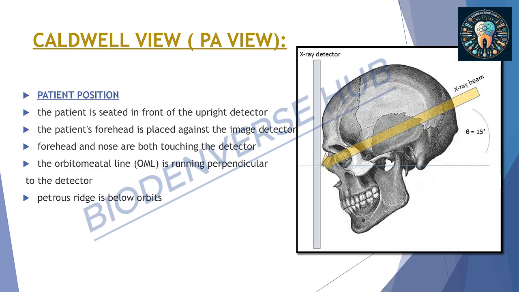In the cartwheel view, for patient positioning, the patient is seated in front of the upright detector. The patient's forehead is placed against the image detector. Forehead and nose are both in contact with, touching, the detector, as you can see in the figure as well. The orbitomeatal line is running perpendicular to the detector. The petrous ridge is below the orbits, and you can also see that the angulation is almost 15 degrees.